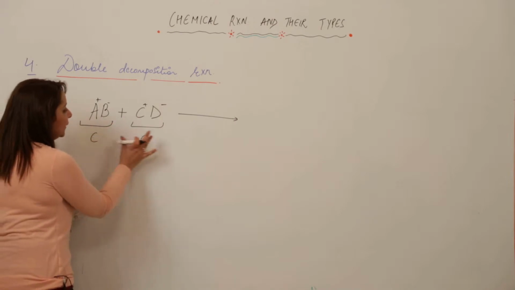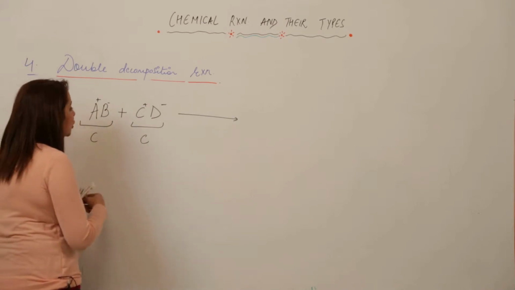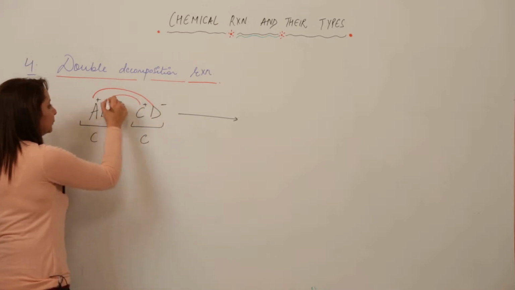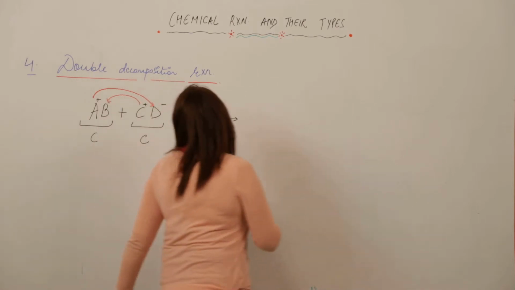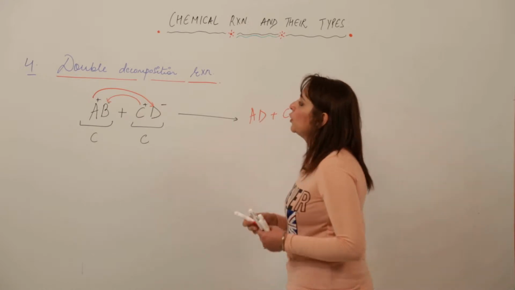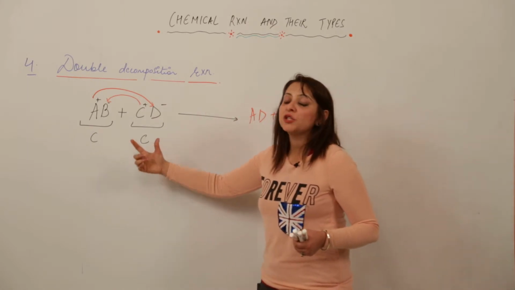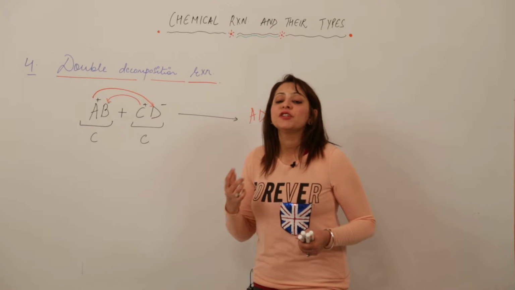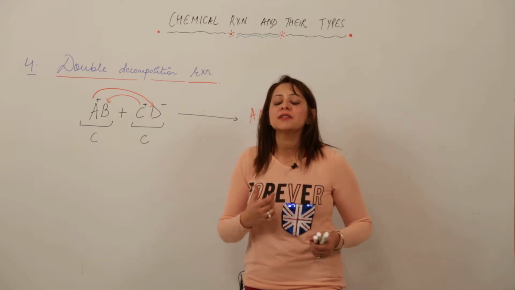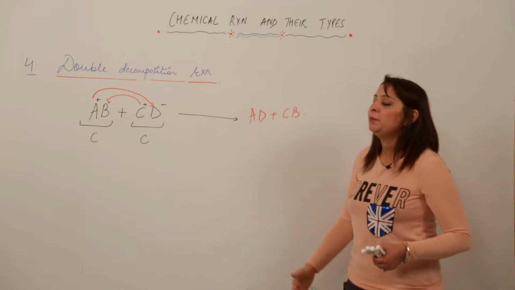So it is a reaction between two compounds in which they mutually exchange their ions. That means A will be combining with D and C will be combining with B. So likewise, we'll get the product AD plus CB. So a double decomposition reaction is a reaction between two compounds which mutually exchange their ions, their partners. But the appropriate term to be used is that they mutually exchange their ions, right? So that means AB plus CD will form AD plus CB.